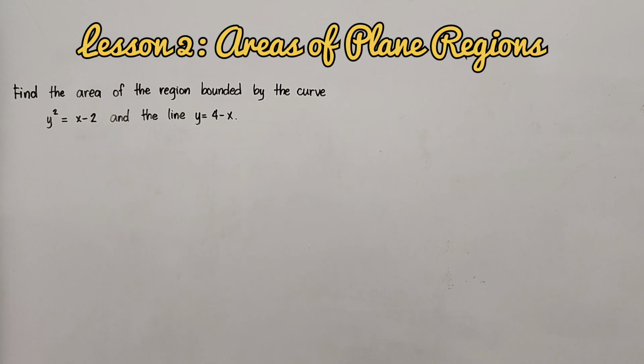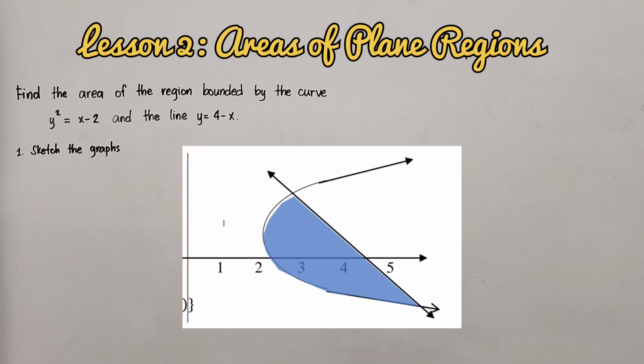For our second problem, find the area of the region bounded by the curve y squared equals x minus 2 and the line y equals 4 minus x. This is the graph of the two functions, and the area of the region bounded is in color blue.